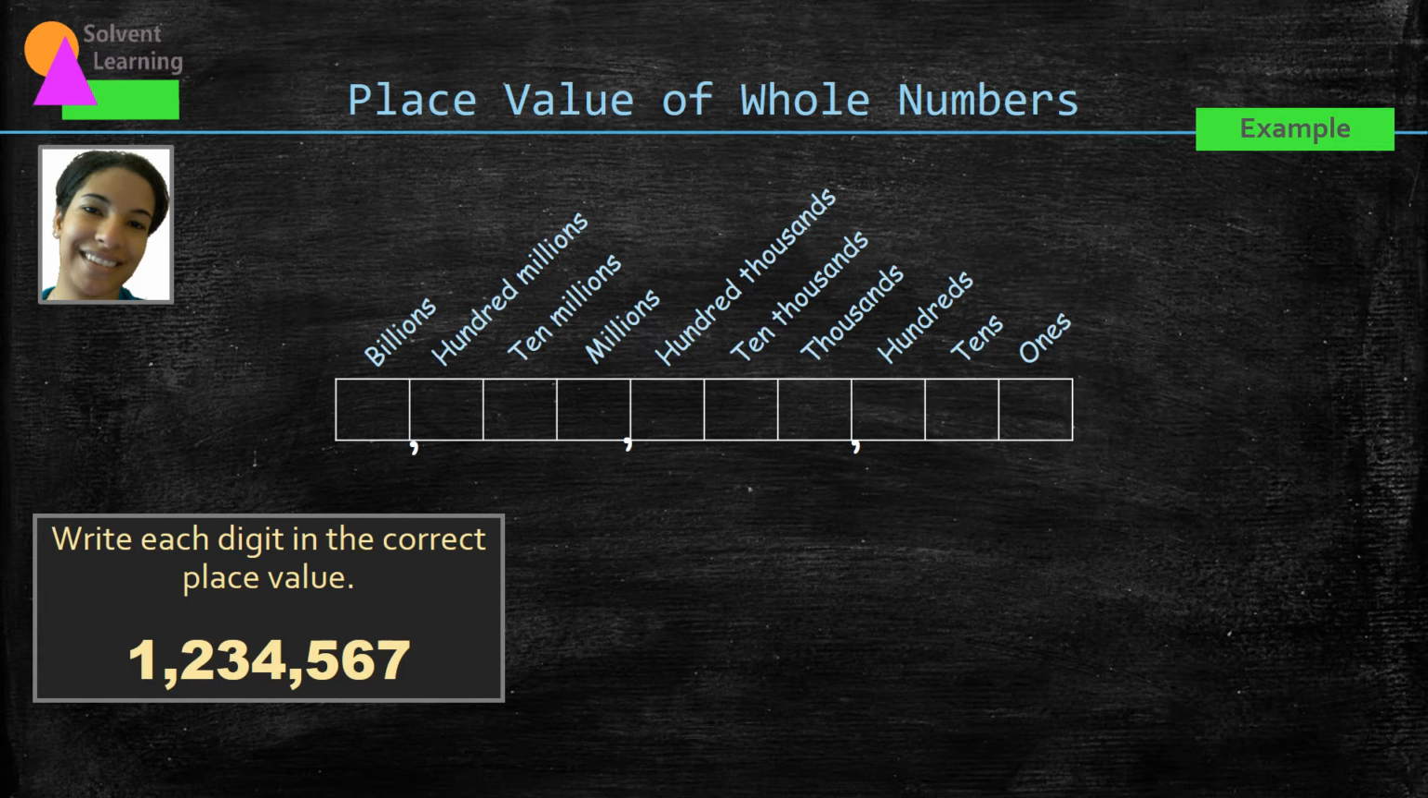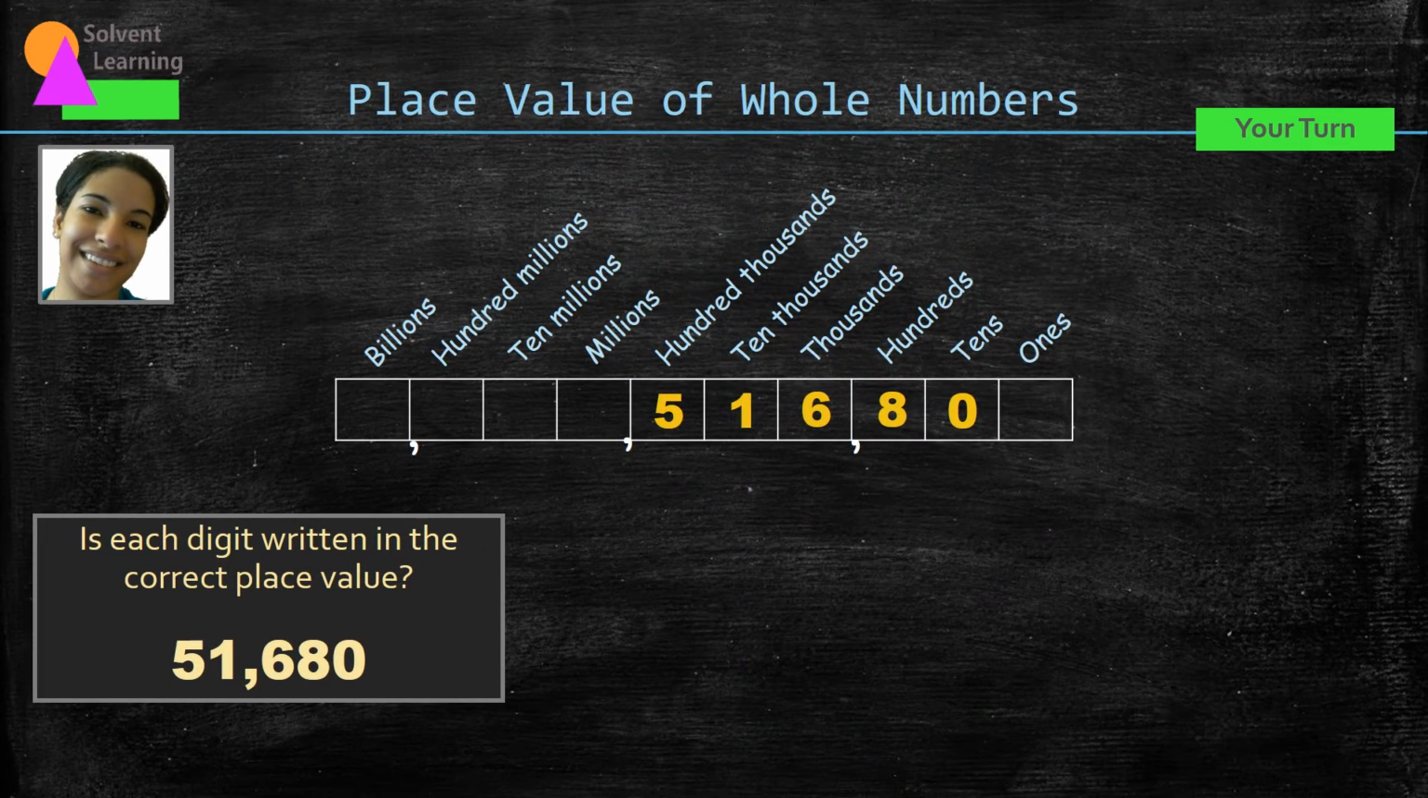So let's start with the last digit, which is 7. And we put that in the ones column. Then we can fill in the other numbers before it. So now each digit is in the correct place value, and we know that they are in the correct place value because the very last number is in the ones column.